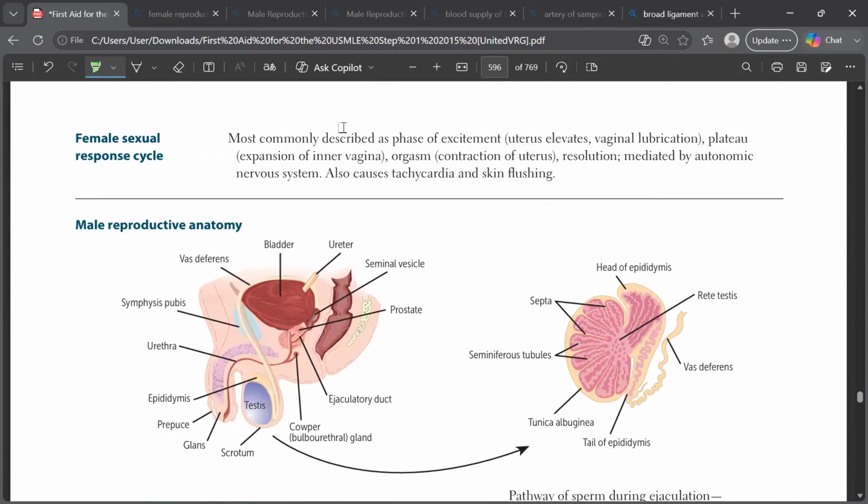Female sexual response cycle is most commonly described as: phase of excitement, uterus elevates, vaginal lubrication; plateau, expansion of inner vagina; orgasm, contraction of uterus; resolution. It is mediated by the autonomic nervous system, which also causes tachycardia and skin flushing.